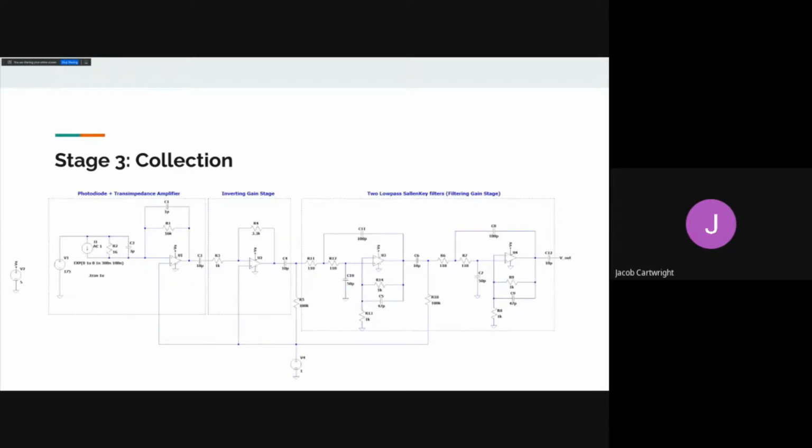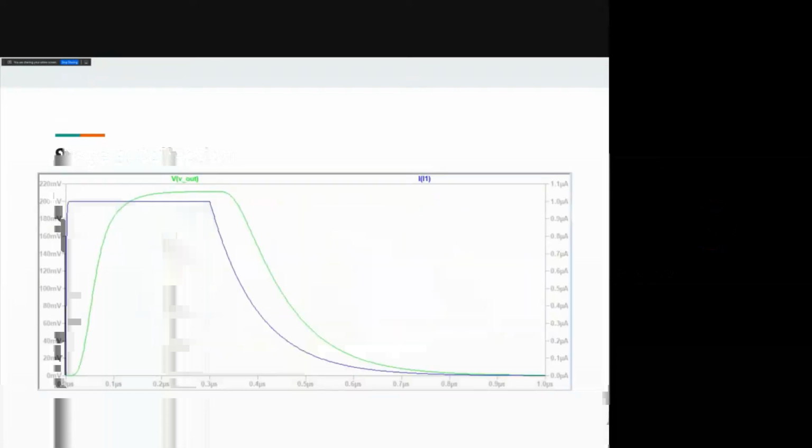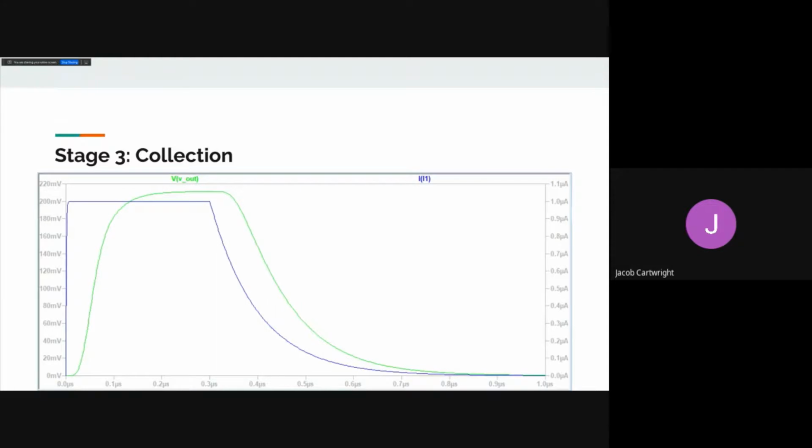Here is the LTSpice layout of the collection circuit. The individual sections talked about in the previous slide are boxed. This slide shows the output waveform when that blue 1 microamp input current was put into the system, and it shows that we're getting over 200 millivolts, so that's within our spec.